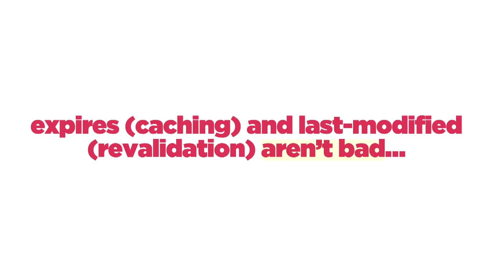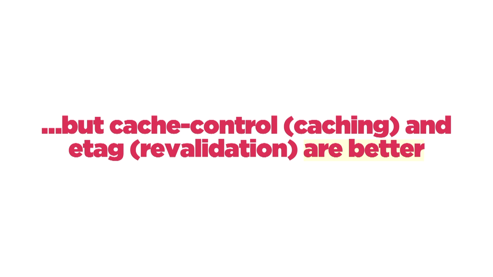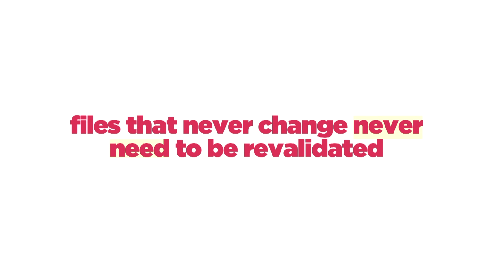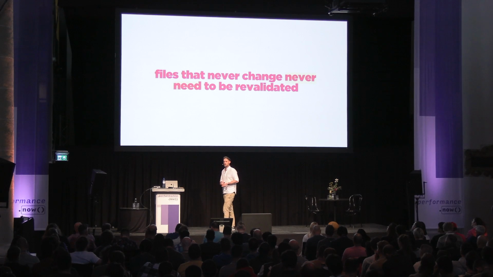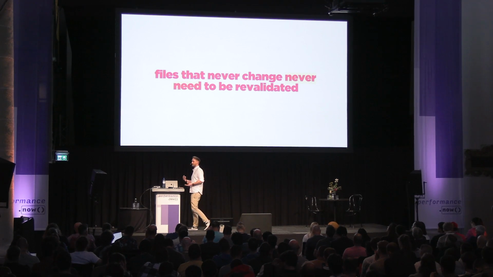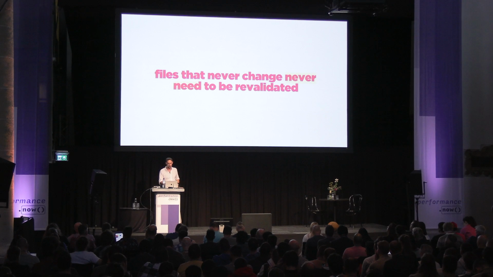Expires caching headers and Last-Modified revalidation headers aren't bad, but we do have way better options in the form of Cache-Control and ETag. Files that never change never need to be revalidated. Those are the main takeaways. The whole section in the middle of the talk with the different directives, those fit specific use cases. You can refer back to those in scenarios that match your use case.